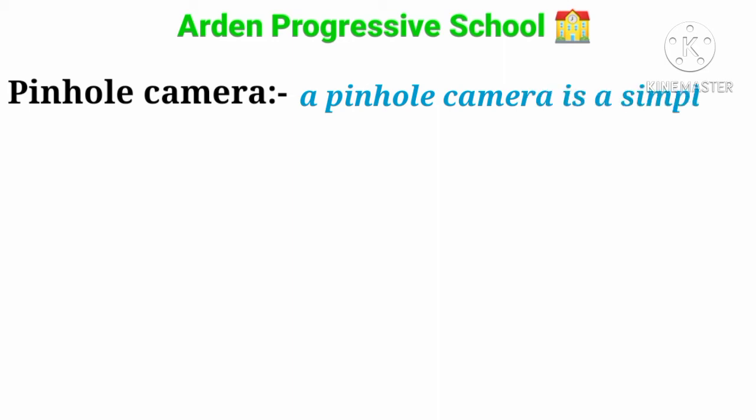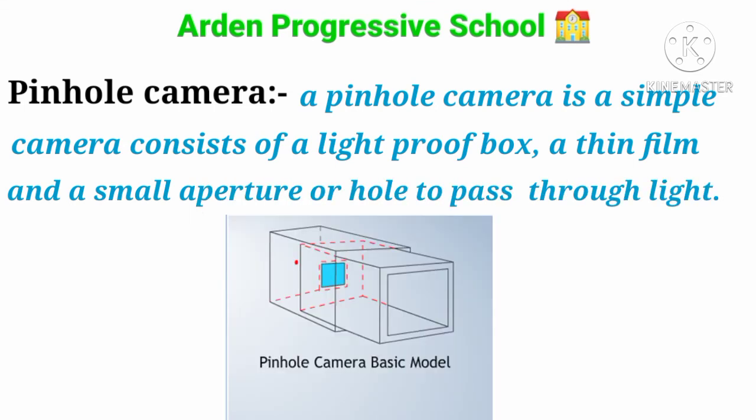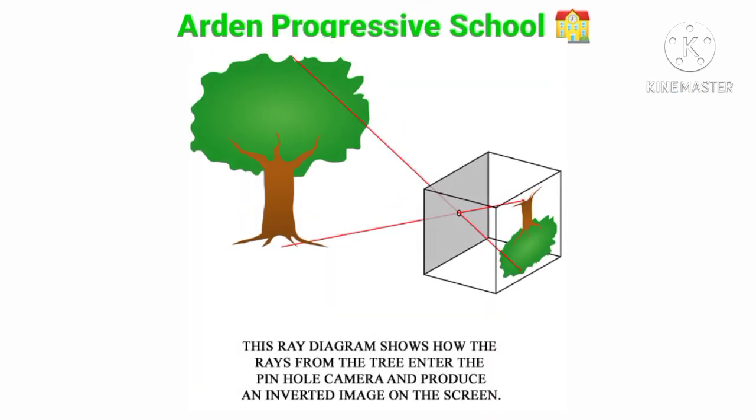Now what is a pinhole camera? A pinhole camera is a simple camera that consists of a light-proof box, a thin film and a small aperture. Now, the image formation that takes place in the pinhole camera: this ray diagram shows how the rays from the tree enter the pinhole camera and produce an inverted image on the screen.